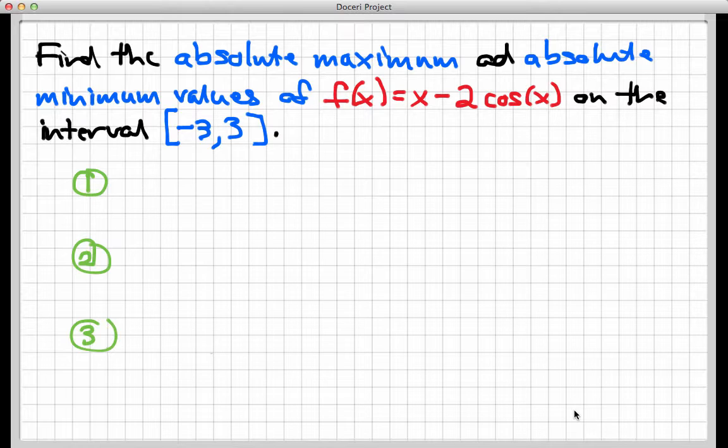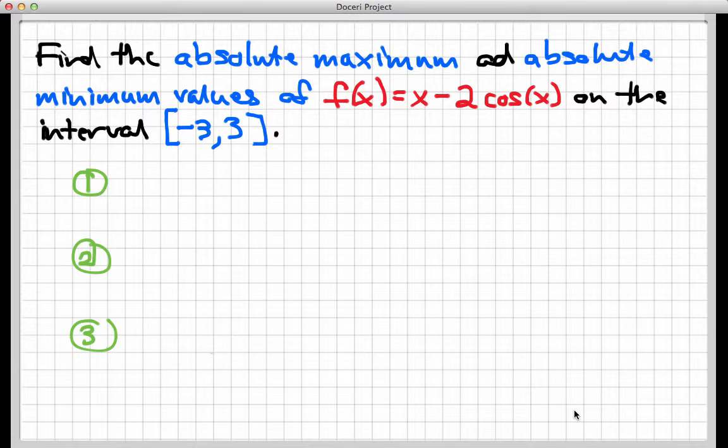The function f of x is continuous because it's x minus 2 cosine x, and we're just adding and subtracting continuous functions from each other. And we are on a closed interval that starts at -3, ends at 3, and includes its endpoints. We don't always get absolute extreme values on any given function. However, if the function is continuous and on a closed interval, we have to. That's what the extreme value theorem says.